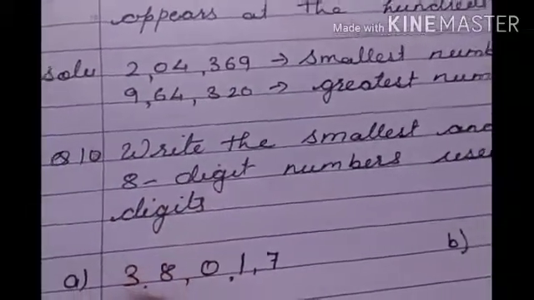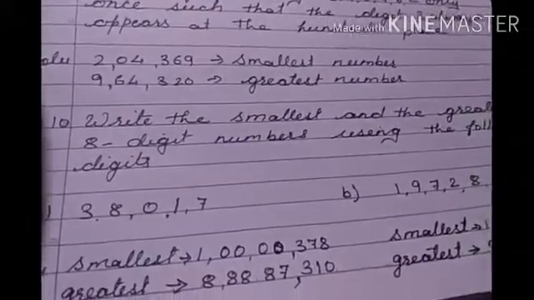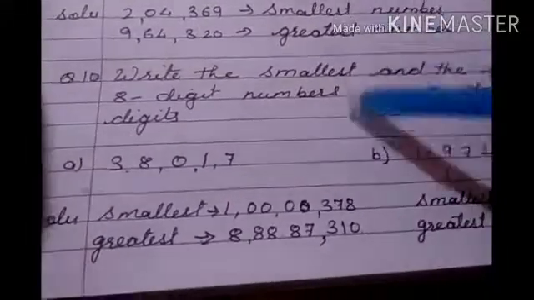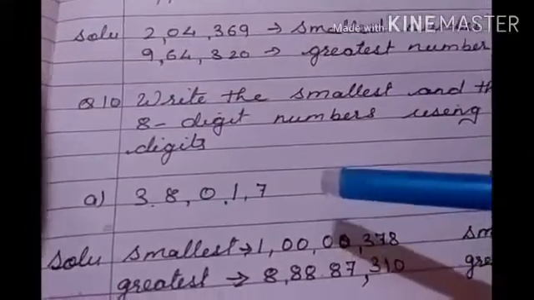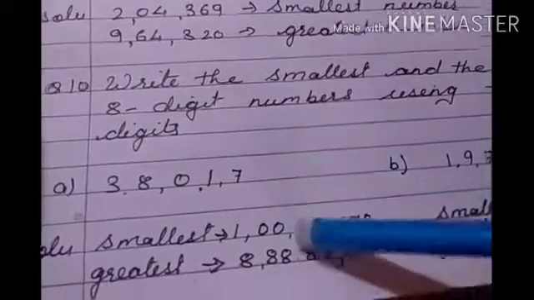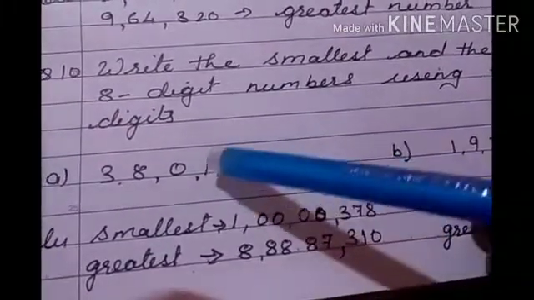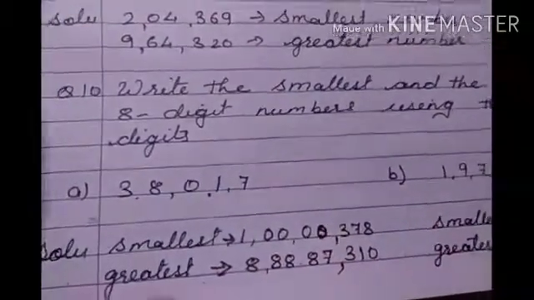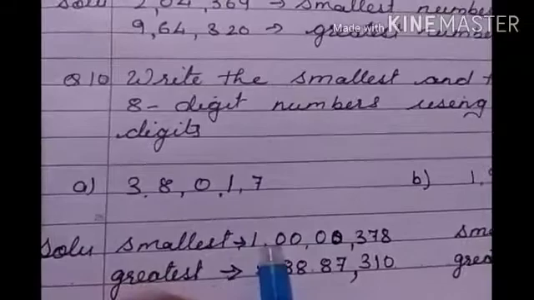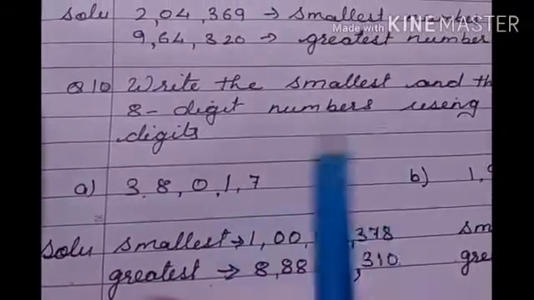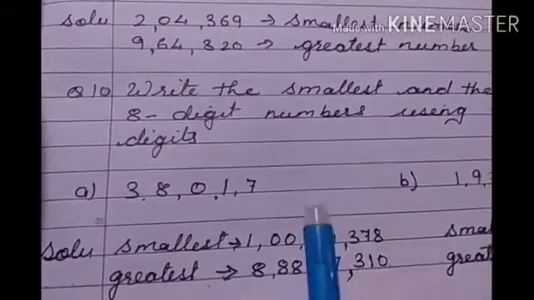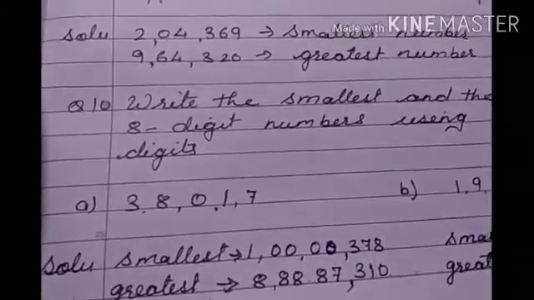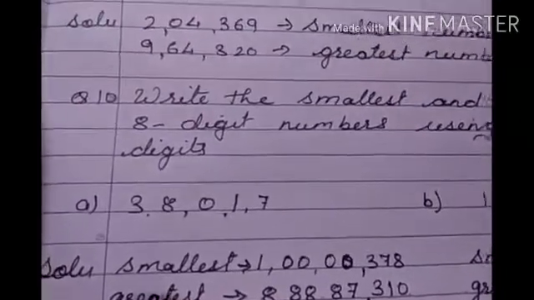The next one is write the smallest and the greatest 8 digit number using the following digits. Okay, here again they are asking to make an 8 digit number, smallest as well as greatest. But they have given only 5 digits, 1 2 3 4 5. To form the smallest number we have to use the smallest number first. We are not able to use 0 first because 0 doesn't carry any value if it is written before any digit. So how will we make it?